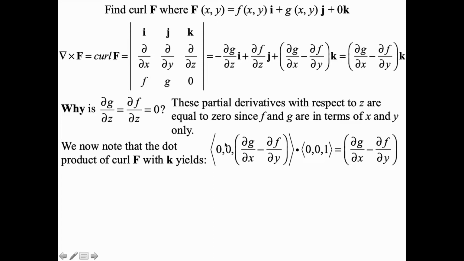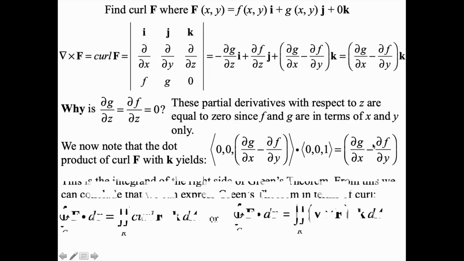Now, we want to note that the dot product of the curl of F with k yields this expression. Once again, here's our curl vector, right? It has 0 components for i and j, just a k component. So we can write it as 0, 0, this piece, which we recognize from Green's theorem, dotted with k, which just leaves us with that integrand that we are accustomed to seeing in Green's theorem.